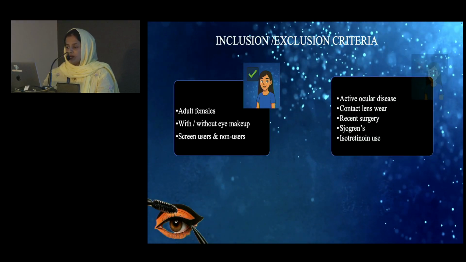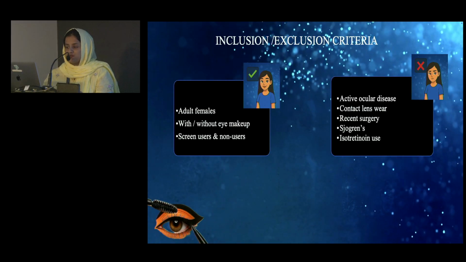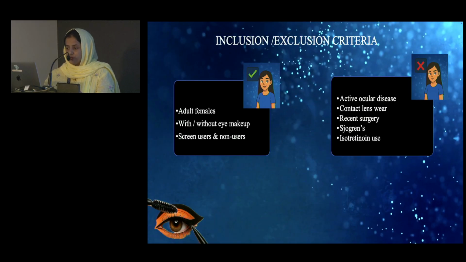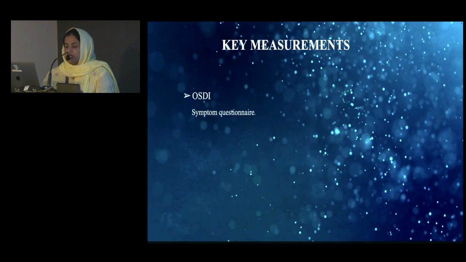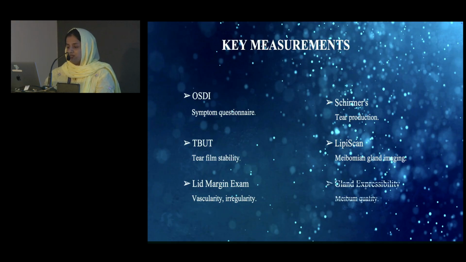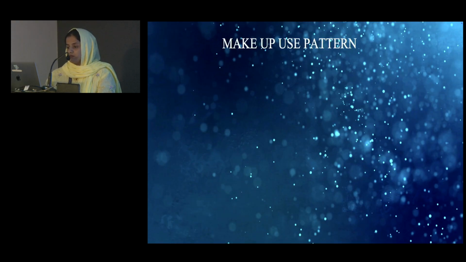We excluded subjects with active ocular disease, contact lens wearers, those who underwent recent ocular surgery, and those suffering from Sjogren's syndrome or isotretinoin use. Key measurements include, first, the OSDI based symptom questionnaire; next, tear breakup time to assess tear film stability; next, lid margin examination for any vascular irregularity; next, Schirmer's to assess tear production; LipiScan in order to image the meibomian glands; and gland expressibility to assess the meibum quality.